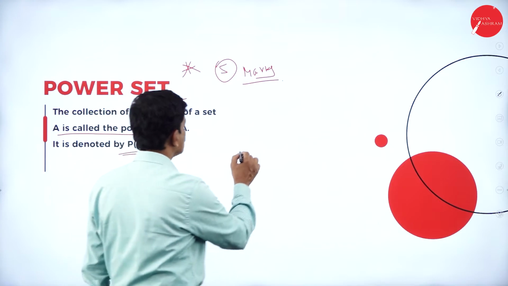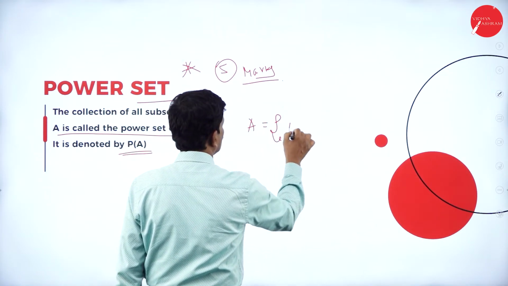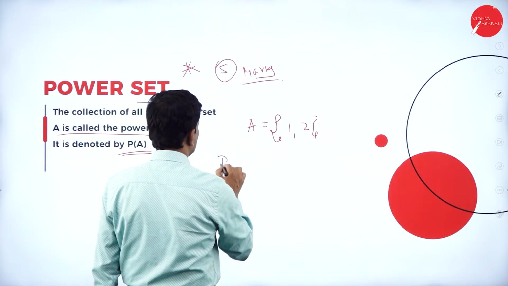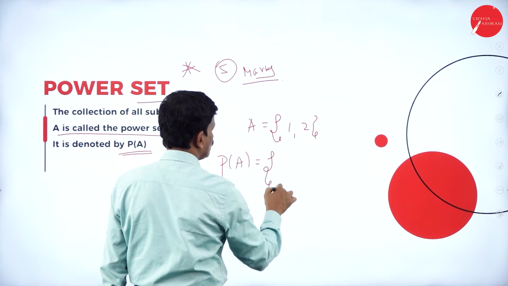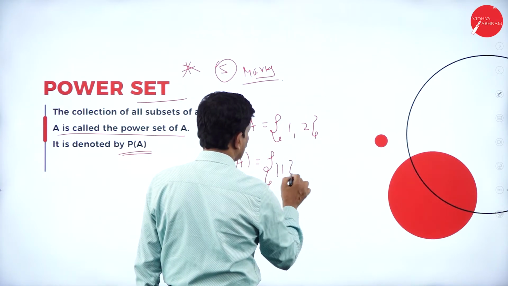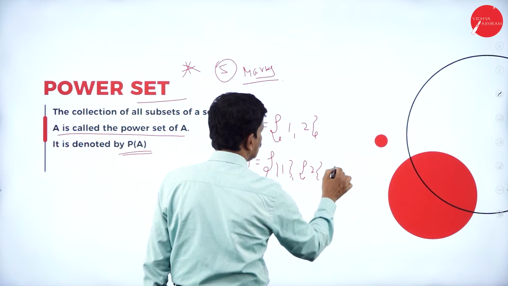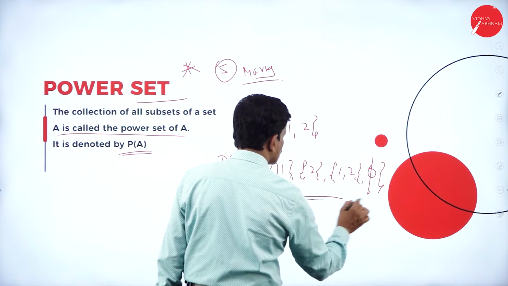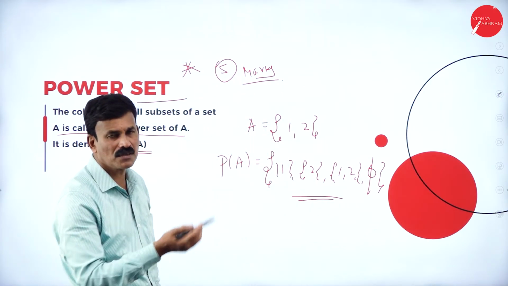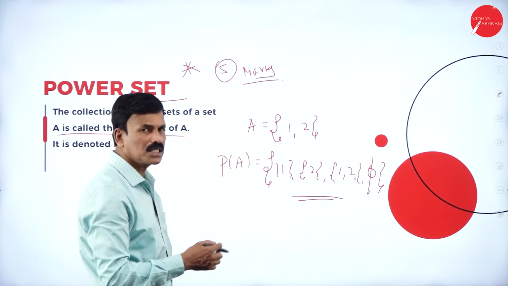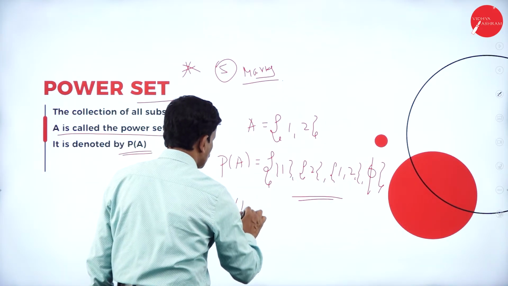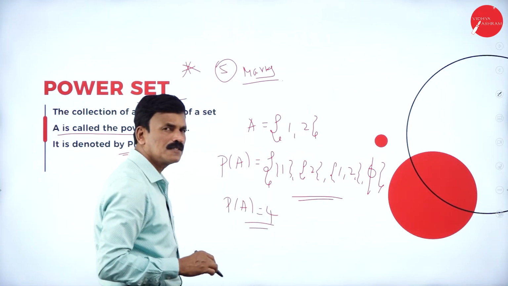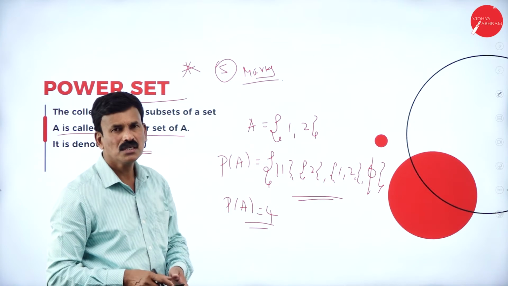Now, let us take an example. If A is equal to {1, 2}, then the subsets of this are denoted as P of A. That is, the subsets of A are {1}, {2}, {1, 2}, and then the null set. These are all the subsets. The null set is also a subset of the given set. So, how many sets are there in the power set? The power set of A has 4 elements. This is how we are going to write the power set.